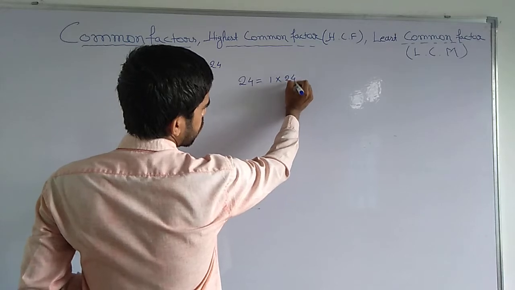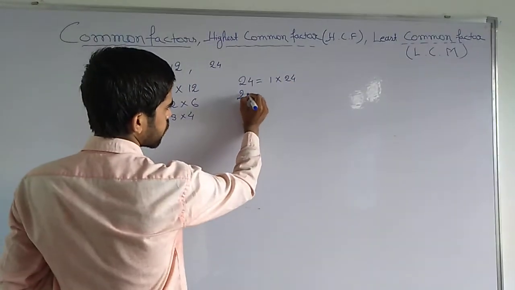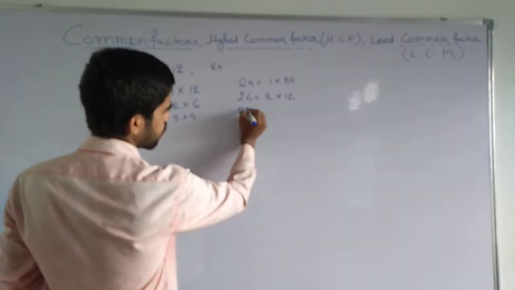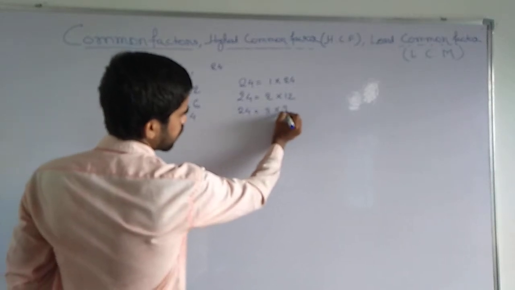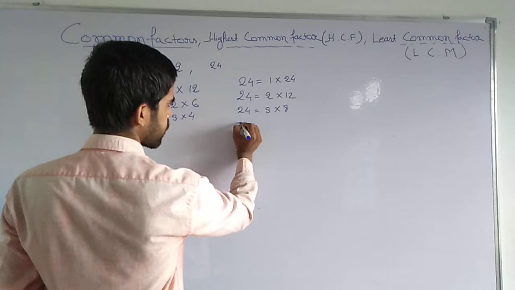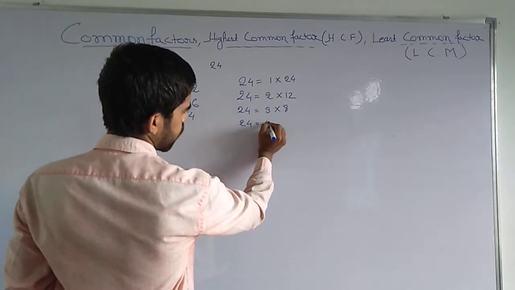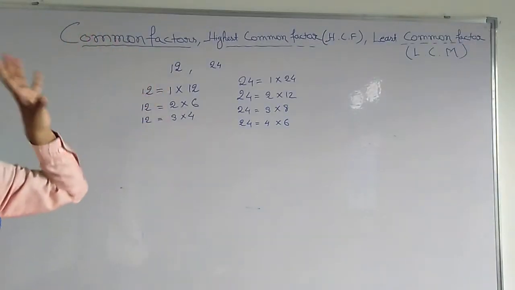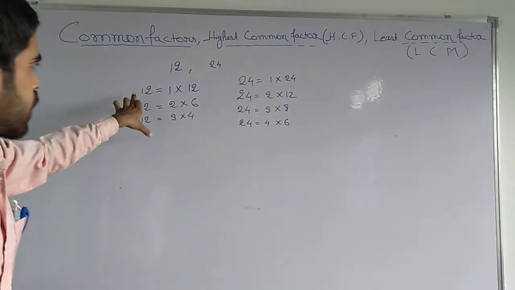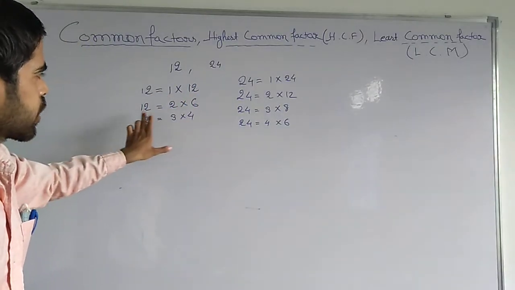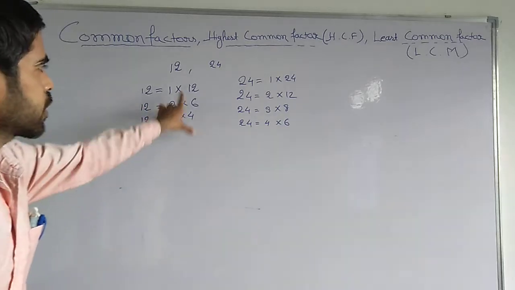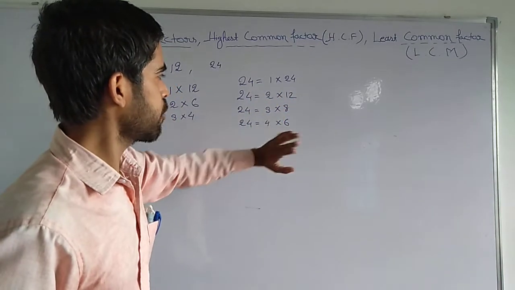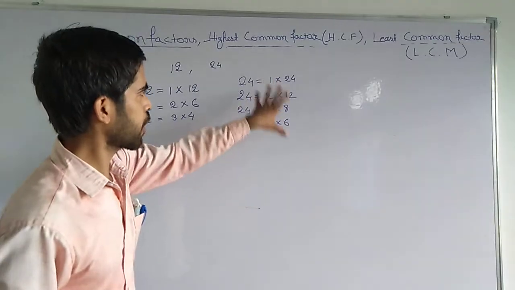1 into 24, 24, right? 2 into 12, 24, right? 3 8s are 24, right? And 4 6s are 24. So before finding the common factors, we have to find the factors of the numbers. 12: 1 into 12, 2 into 6, 3 into 4. And 24: 1 into 24, 2 into 12, 3 into 8, 4 into 6. These are the factors of 24.